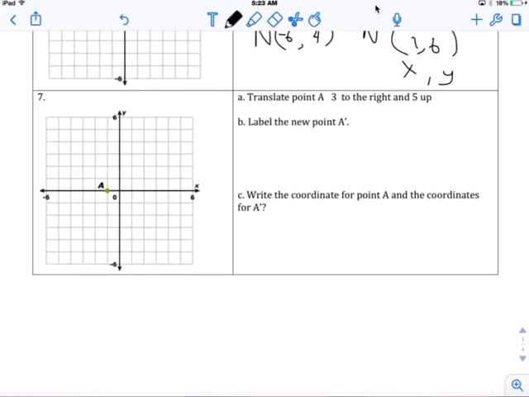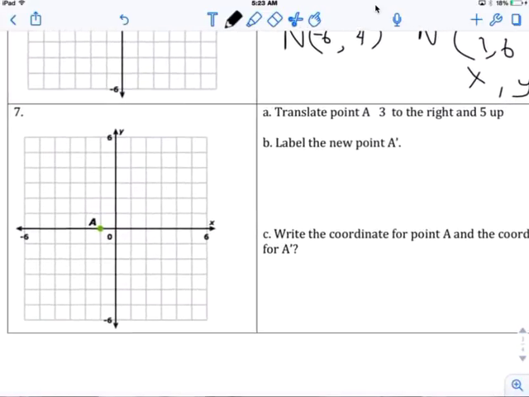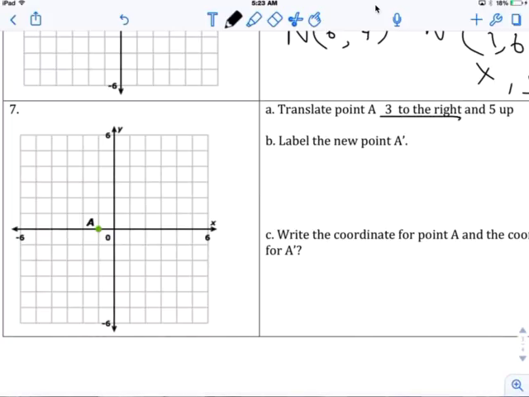Okay, it's the last one, right? Okay. 3 to the right. So 1, 2, 3. Remember, this is 0. 1, 2 box. 3 is right there. 3 to the right. So you're right here now. And 5 up. 1, 2, 4, 5. And this should say 5. So that's your A prime.